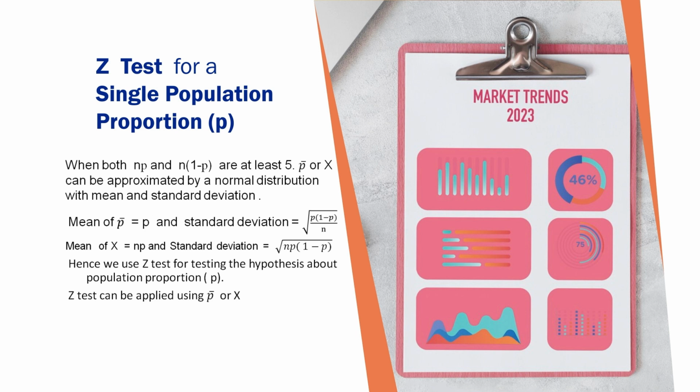Hence, we use the Z test for testing the hypothesis about population proportion. The test can be applied using P bar or X. So we have two options to apply the Z test. We can use the P bar value or we can use X, but the P bar value involves more computation, so we will prefer to use X.